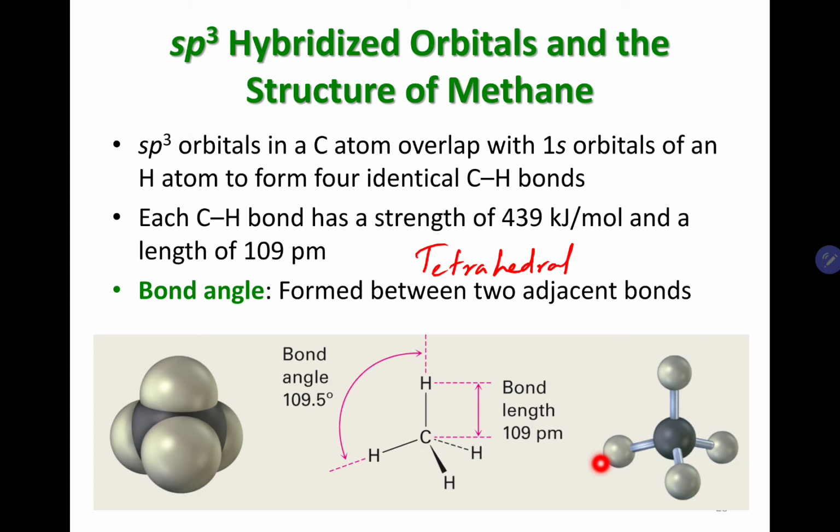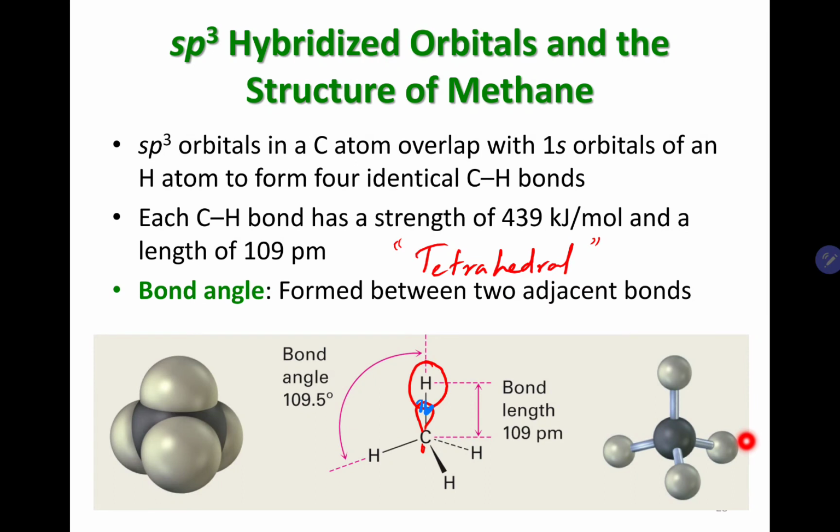So these sp3 hybridized carbons will always have a tetrahedral shape. Remember that sp3 hybridized carbons will always have a tetrahedral shape. And then each of these sp3 hybridized orbitals of carbon will linearly overlap with the s orbital of hydrogen, and then form a single bond, which is also a sigma bond, right?